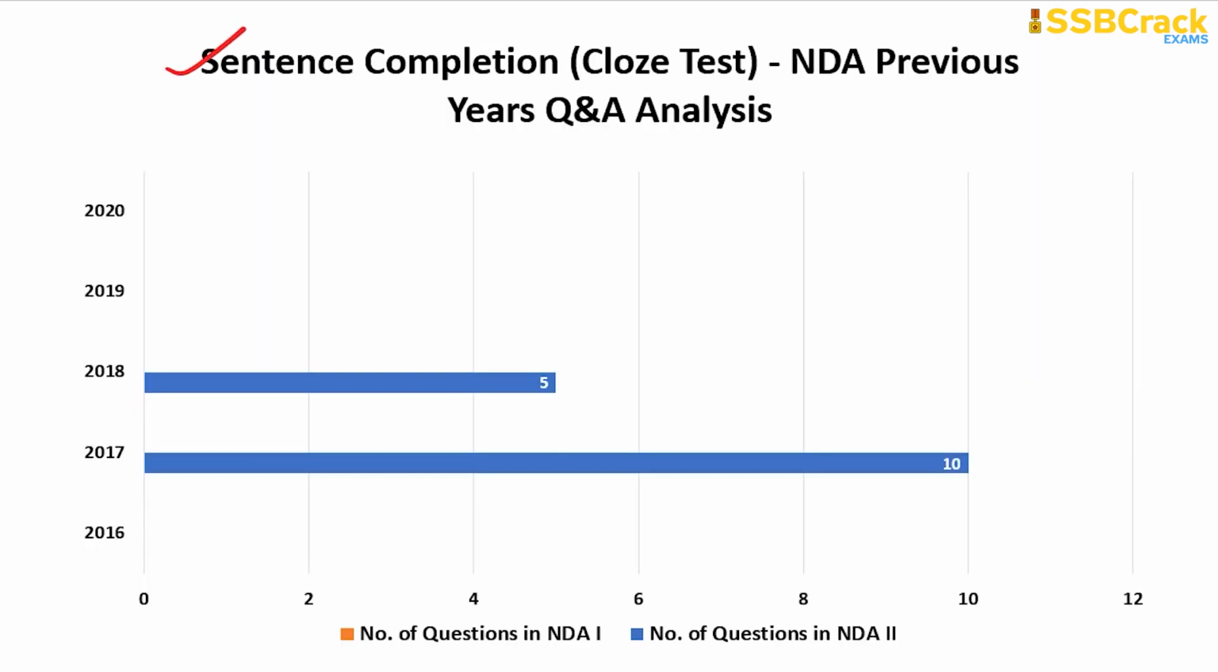Here is the cloze test analysis for you. No questions came in NDA 1 and 2 2020 or in 2019 or in 2016, but 5 questions came in the form of cloze test in NDA 2 2018 and NDA 2 2017, not in NDA 1 2018 or NDA 1 2017. So there is a very low chance that you can get questions from cloze test in the sentence completion topic, but you cannot rule the chances out.